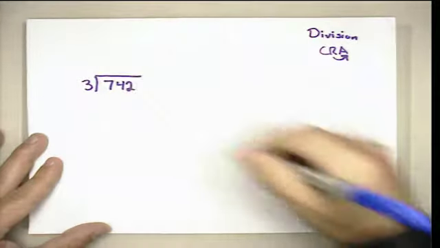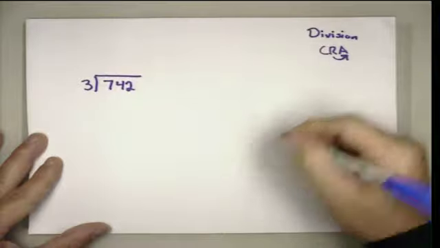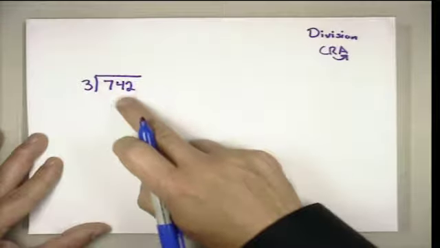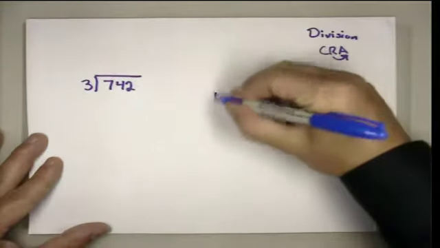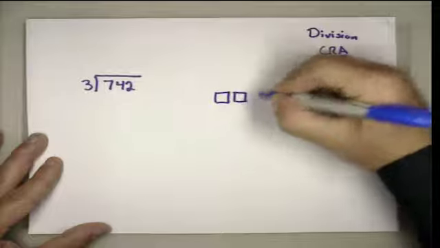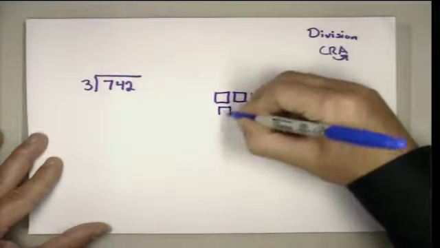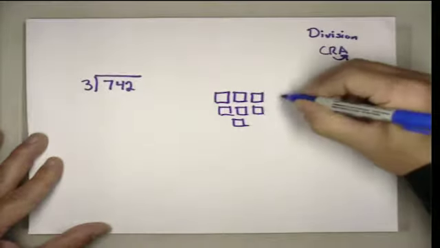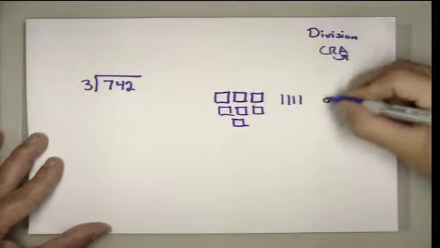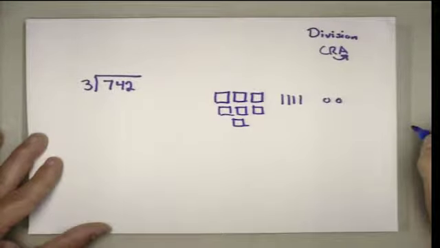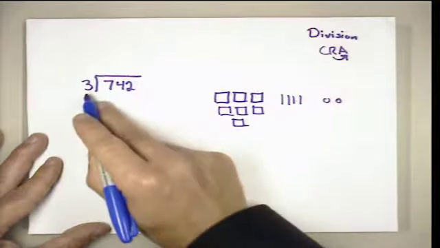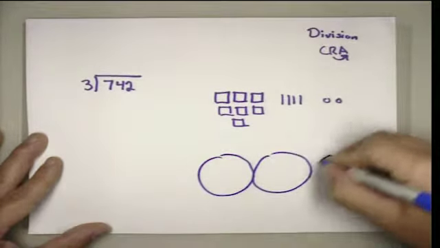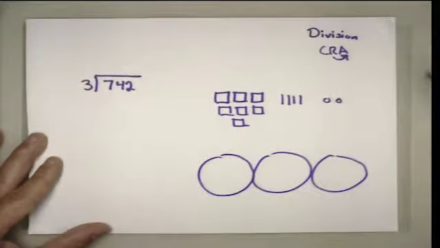742 divided by 3. So remember, in our representation, the first thing we do is we start by modeling our 742. So that's 7 hundreds, four tens, and two ones. And then I want to divide that into three equal groups. So I'm going to create some space for my groups, and I'm going to start my division process.